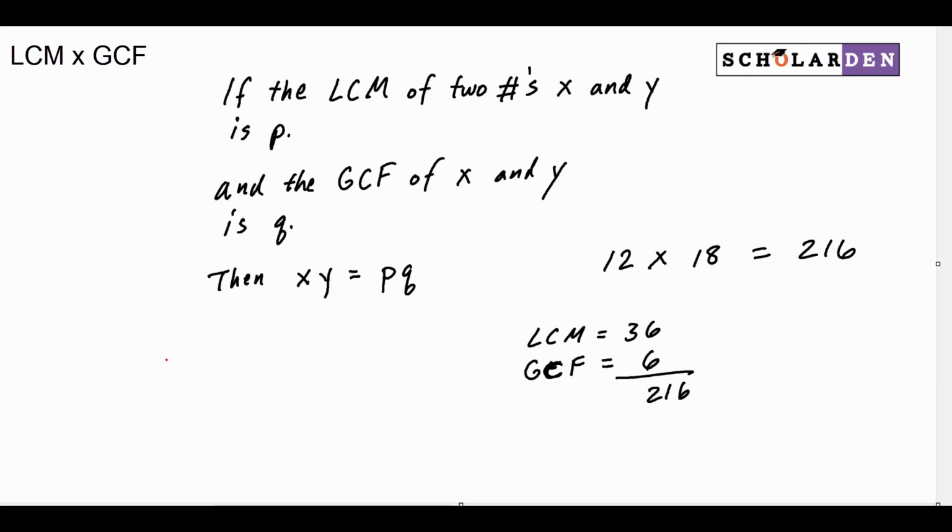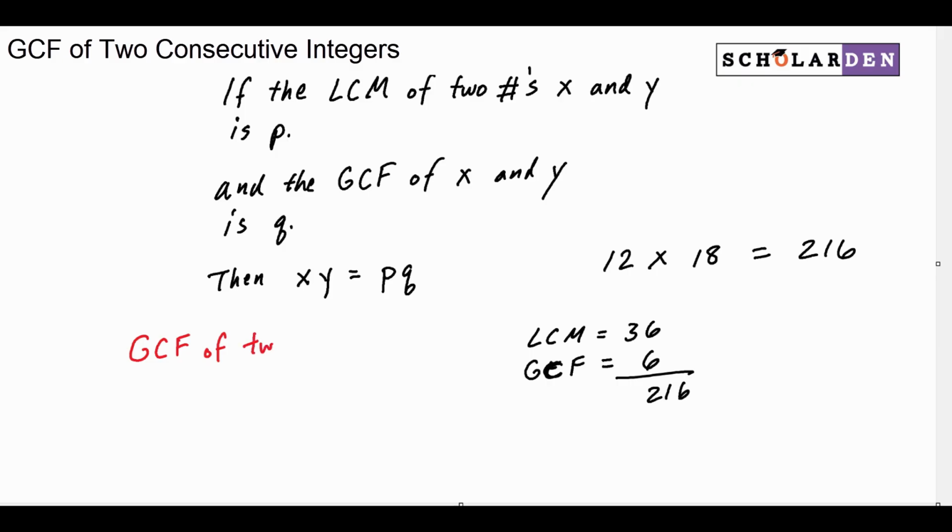Another good thing to know is that the greatest common factor of any two consecutive numbers will always be 1. They can never have any primes in common. So the GCF of two consecutive numbers is 1. So just take any numbers, 59, 60. They cannot have any common factors except for 1.